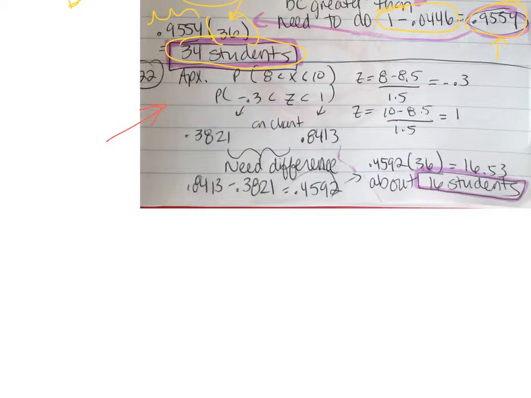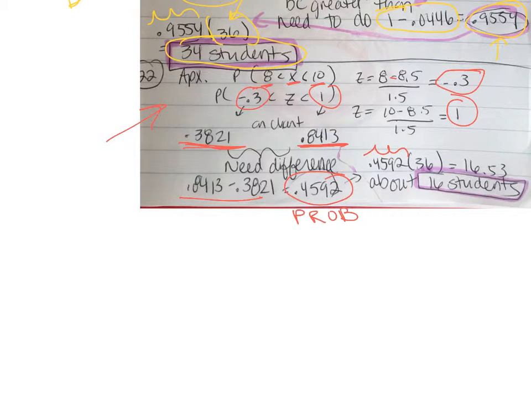Okay, and then the last one, 22. So again, if we're trying to find values between 8 and 10, it says x, so we have to find those z-score values. We use the formula, we get negative 0.3, and we get 1. Then we have to go to our table, and at negative 0.3, we get 0.3821 probability. At 1, we get 0.8413. Since it's in between, we take the difference. So the probability would be 0.4592. But to find an approximate number of something, you take that decimal or the probability and you multiply by the original amount. And we get about 16 students lie in that region.